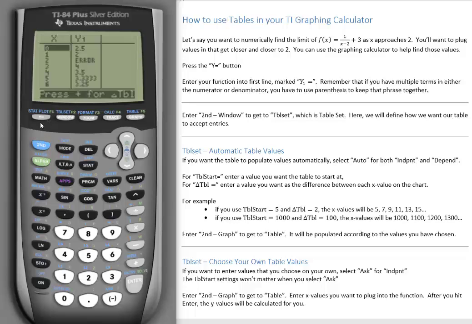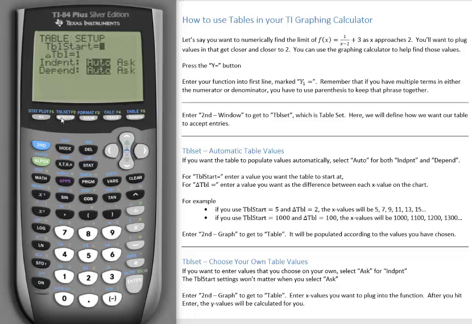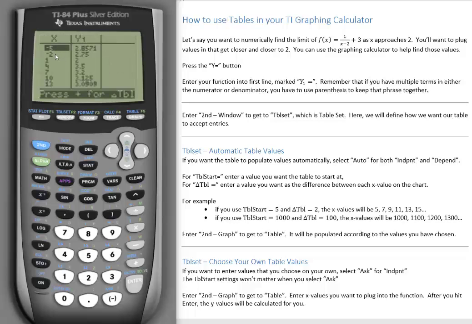Let's go back to our table set. So second table set, I can say start at -5 and increase by 3. It'll start at -5 and then add 3 every time. So it's -5, plus 3 is -2, plus 3 is 1, plus 3 is 4. And so you see my x values, the gap will always be 3 because that's what I set as my delta. And so you can see the values here.